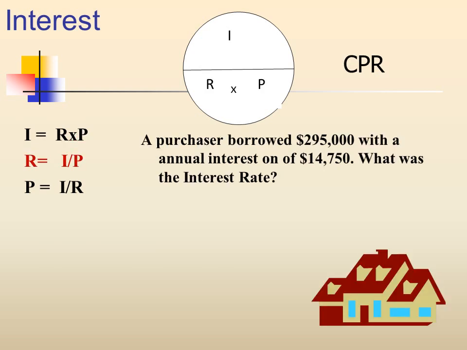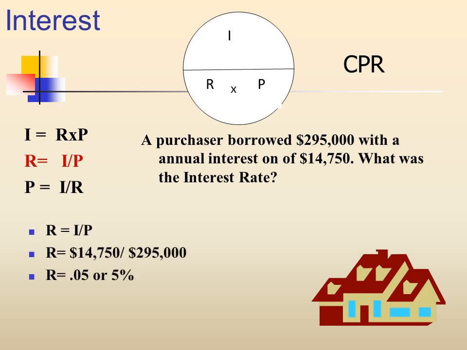Okay, let's do an R problem, finding rate. Here's our problem. The purchaser borrowed $295,000 with an annual interest of $14,750. What was the interest rate? Let me borrow our formula. R is I divided by P. I, the annual interest, was $14,750. Our principal that we borrowed was $295,000. We divide $14,750 by $295,000. Our interest rate is 5%.